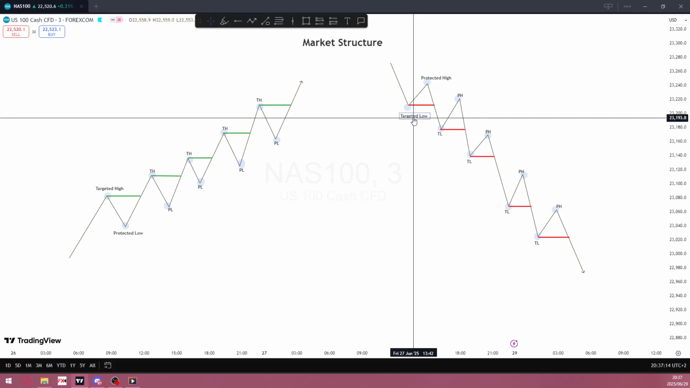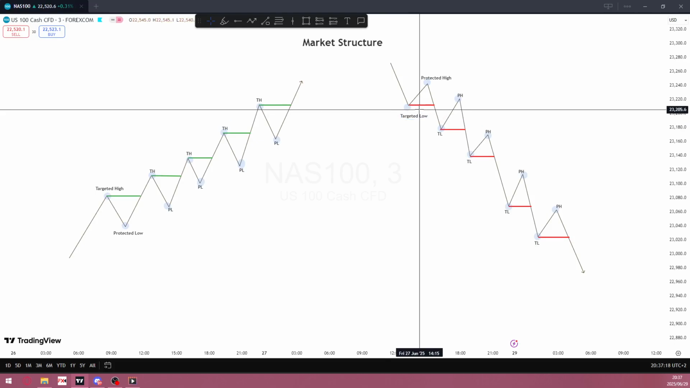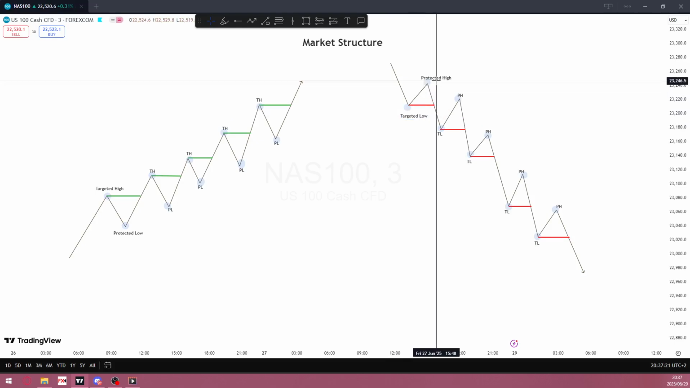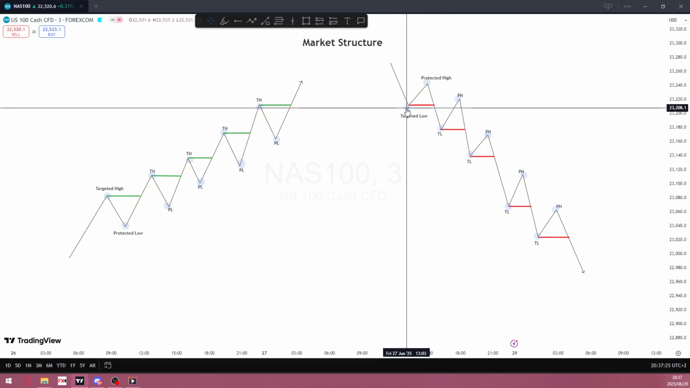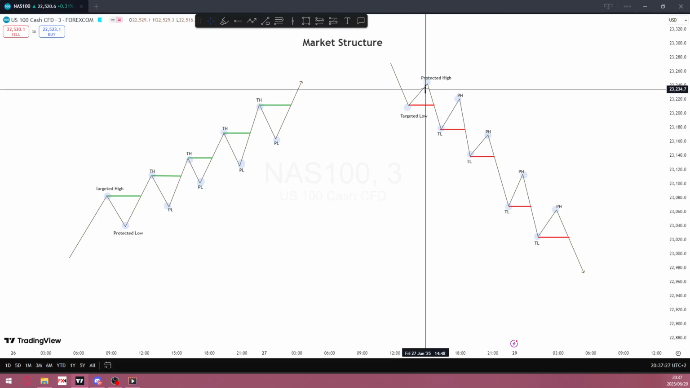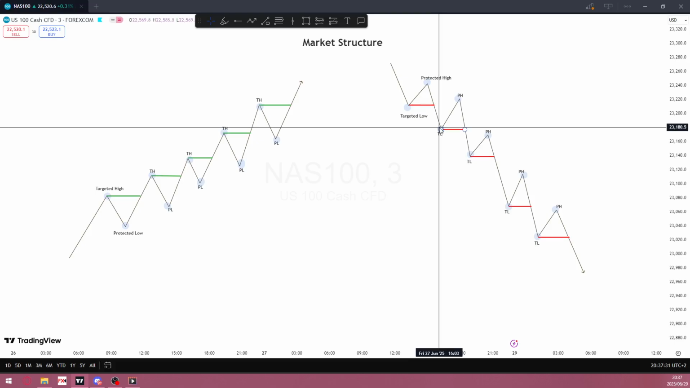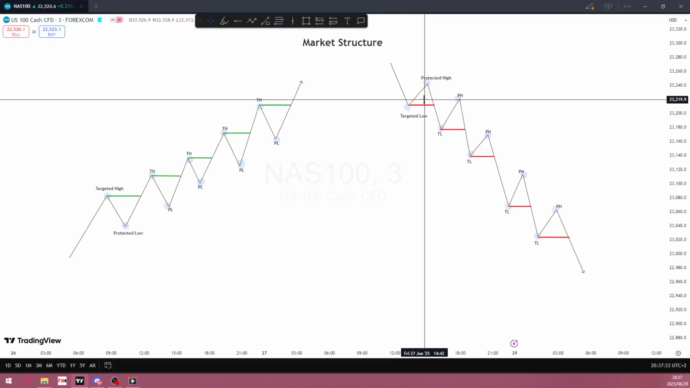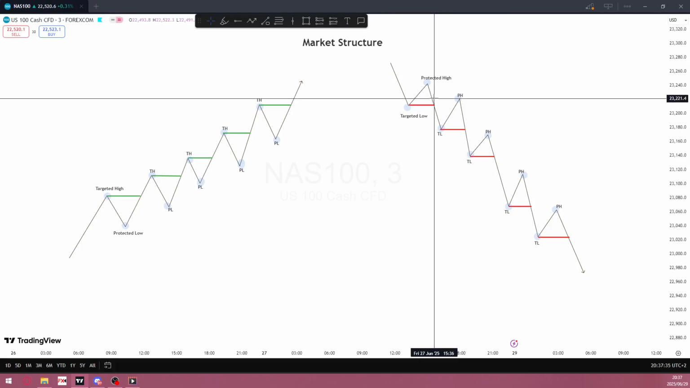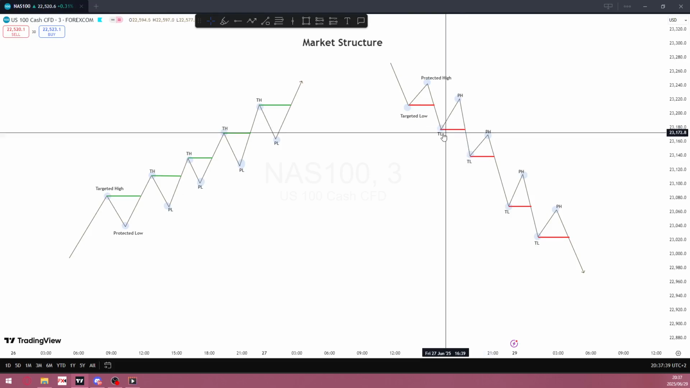Instead of a targeted high, we now get a targeted low, and instead of a protected low, we now get a protected high. Okay, so again, the expectation is that once this low is taken out, this becomes the protected high. Price then pulls back, taps into some sort of supply, and again, like a magnet, is gravitated towards taking out the liquidity from this low.